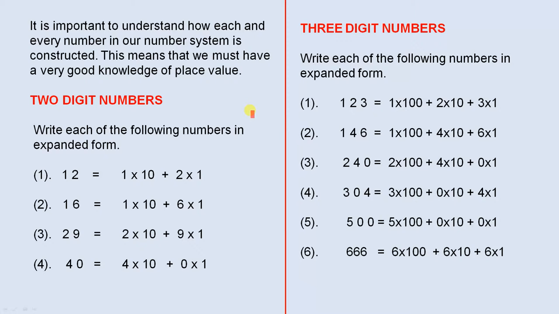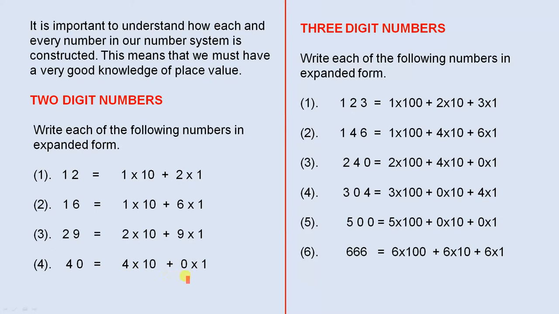Write each of the following numbers in expanded form. So if you remember, that's the ones column and that's the tens column. So 12 is 1 times 10 plus 2 times 1. 16 is 1 times 10 plus 6 times 1. 29 is 2 times 10 plus 9 times 1. And 40 is 4 times 10 plus 0 times 1.